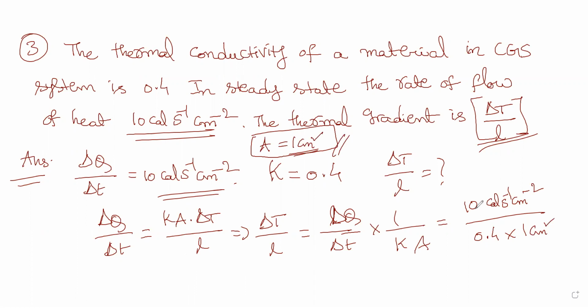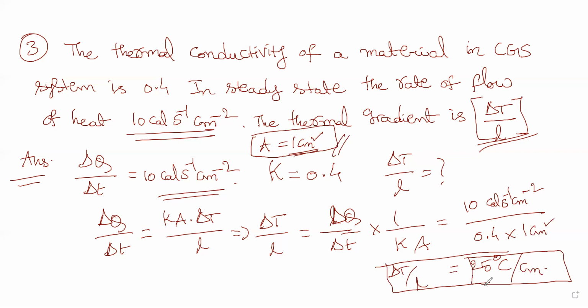So delta T by L you can calculate: 10 by 0.4, that is about 25 degrees centigrade per centimeter. That's the idea. So delta T by L is 25 degrees centigrade per centimeter. For each centimeter you move on the rod, you get a 25 degrees centigrade difference. So that's how the calculation goes. This is how we do it.